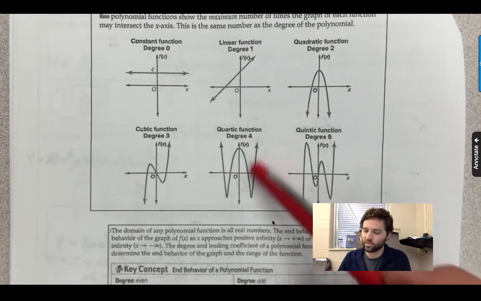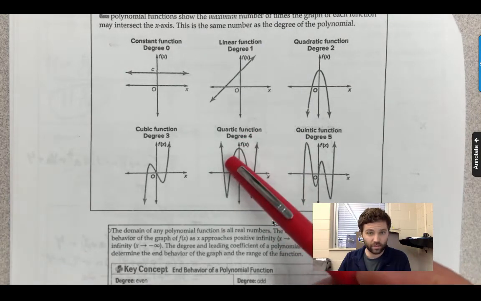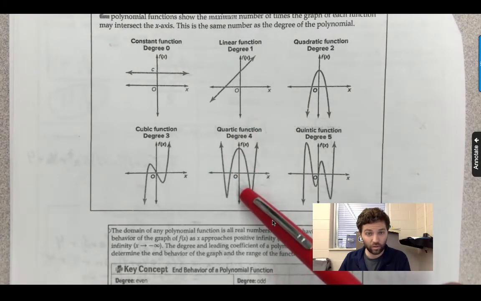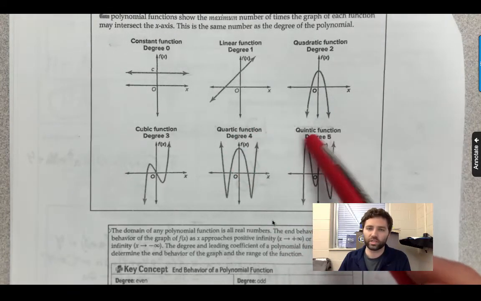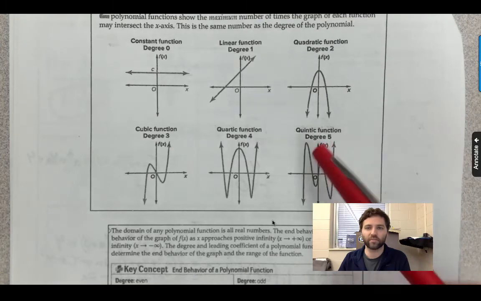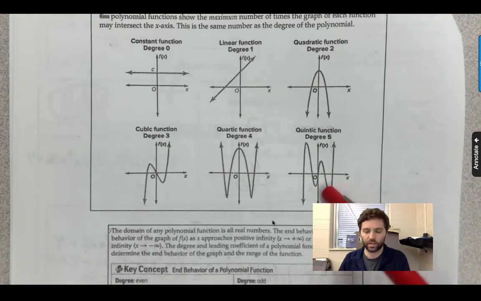You can see they end in the same direction. You could put a negative out in front, and they would end going down. And a quintic function, usually we'll just say degree 5 for those, but you can see an example of those, okay?